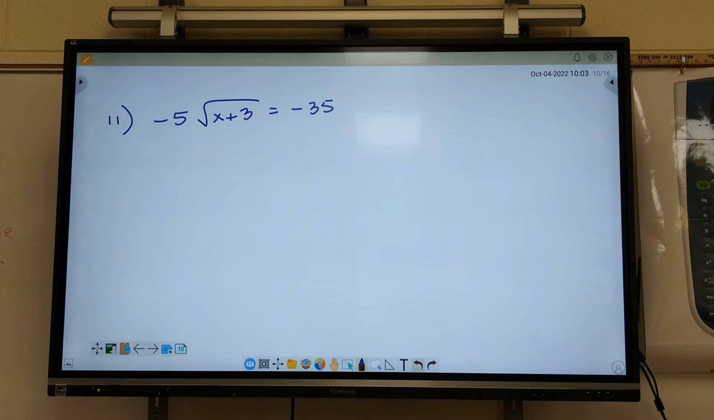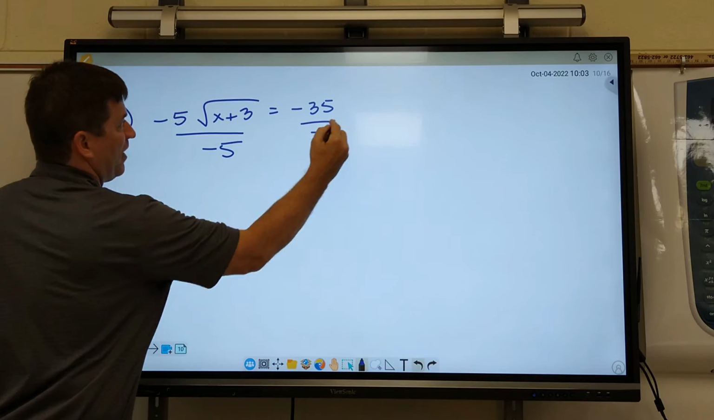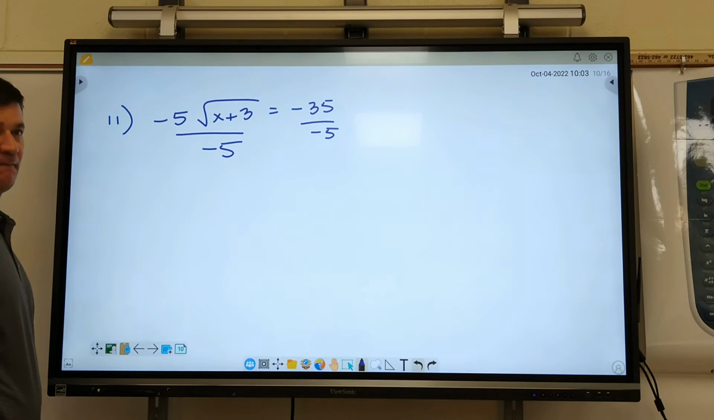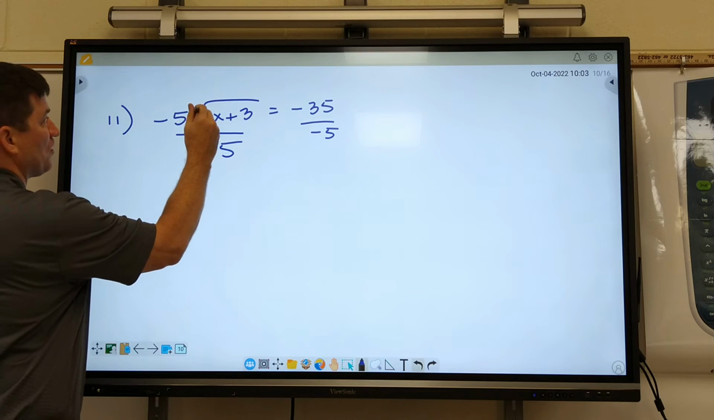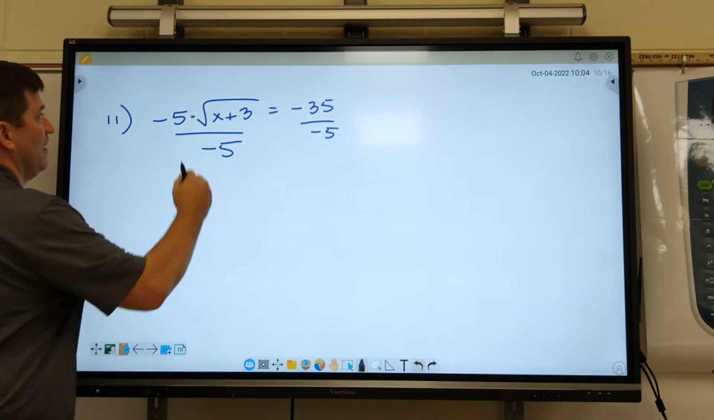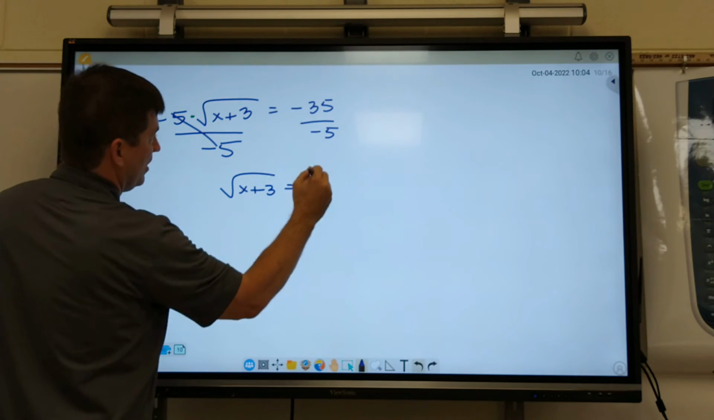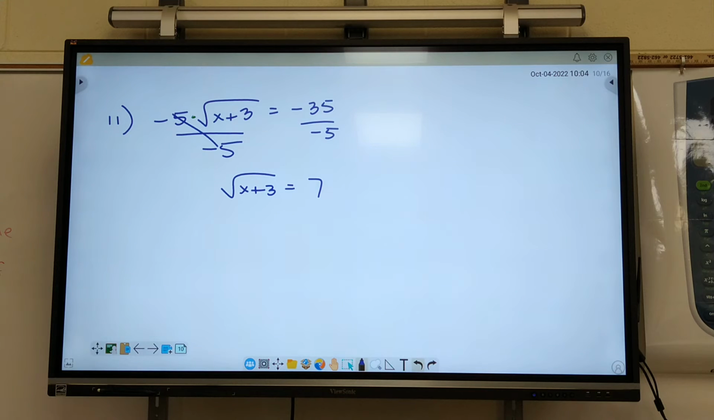Alright, Elliot, what's the first thing we gotta do on number 11? What's the first number I gotta move? The -5. Guys, hopefully y'all divided both sides by -5, right? Because right here, they're multiplying by -5, and the opposite of that is divide by -5. So I got x plus 3 inside of square root equals 7. Y'all check behind it.